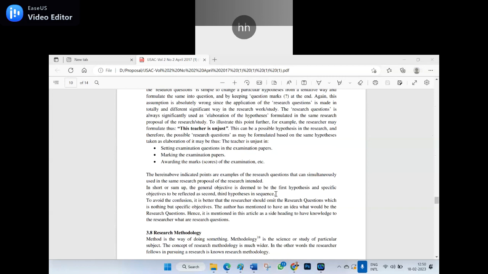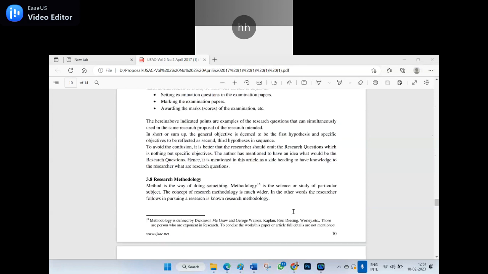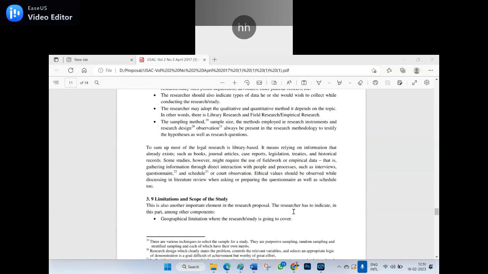But in short, to sum up what I said, the general objective is deemed to be the first hypothesis, and the specific objectives are reflected in the second and third hypotheses in sequence. To avoid confusion, it is better that the researcher omit the research questions, which are nothing but specific objectives. The author has mentioned to have an idea of what the research question would be, hence it should be mentioned in the article. That is the reason I told you to try to avoid the research question, because the research questions become your specific hypotheses, the general hypothesis becomes your first hypothesis, and the specific objectives turn into the second and third hypotheses. That is what I told in my article.